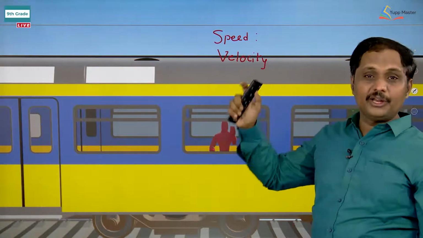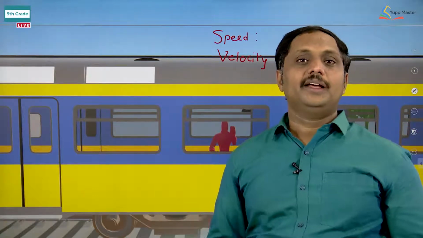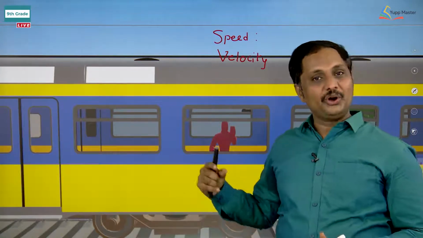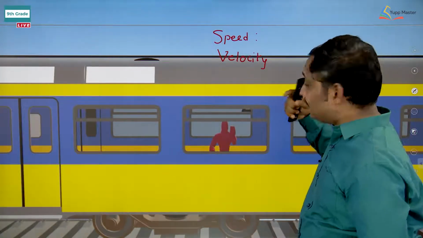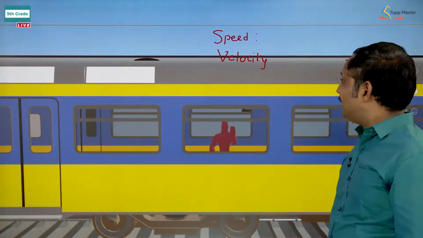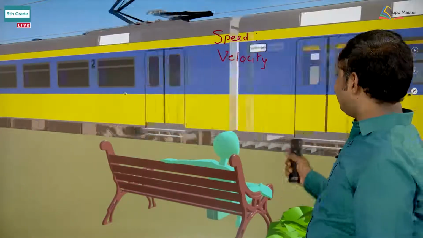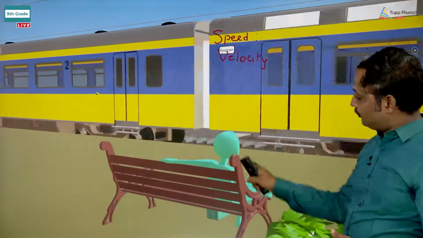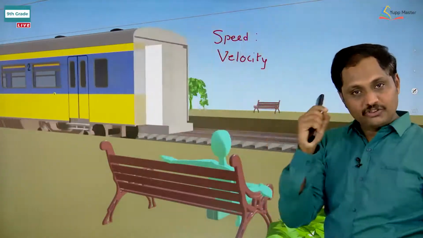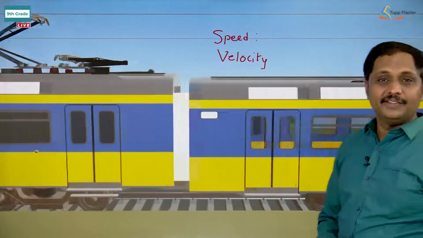It's very clear. If an object is in motion, you can find out its speed and velocity. How will you confirm that it is in motion or at rest? With the help of one reference. The train is moving with respect to the one person who is observing it. The position changes with respect to a particular reference point. Now you will find out very easily.